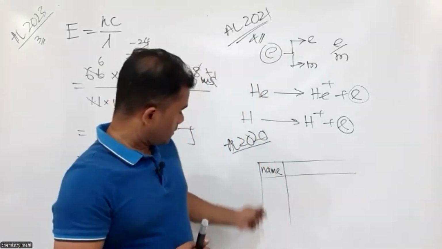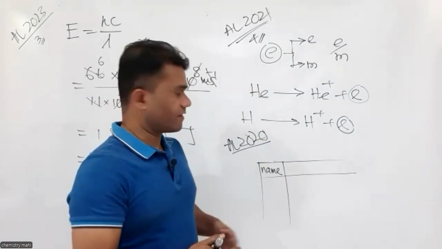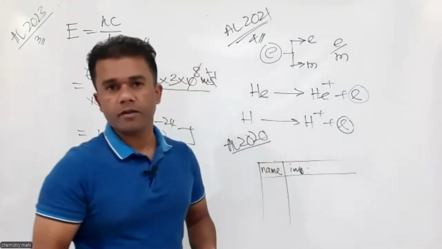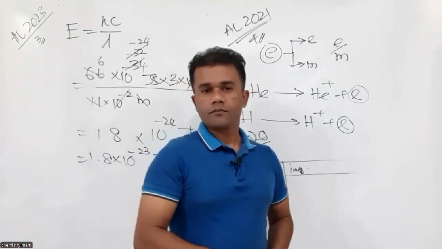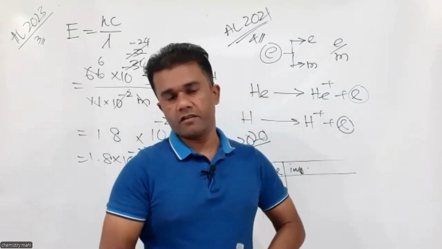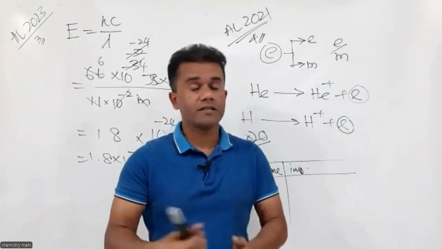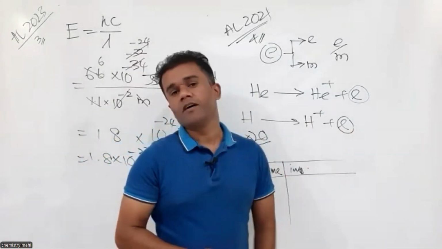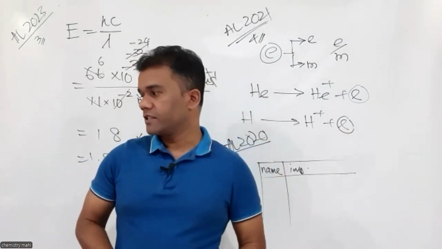So list out the names of scientists, and then write their importance. Maybe it's a discovery, maybe they have given a model, maybe they have found a certain value, like the charge of the electron by R. Millikan. When you have this summary, you can very easily answer this type of question.